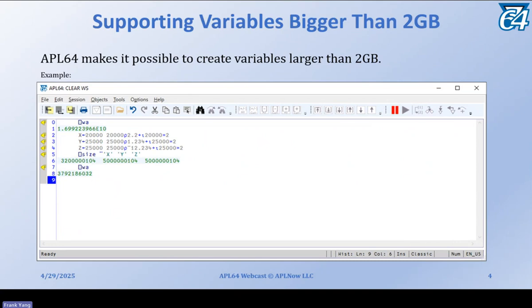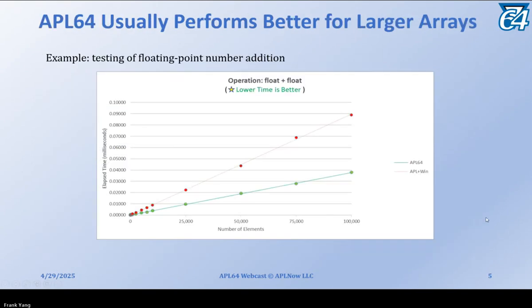In this example, we show that we can create 3 variables. Each of these 3 variables exceeds 2 GB. APL64 applications can take advantage of large workspaces and arrays.